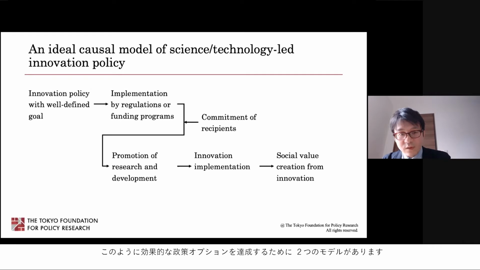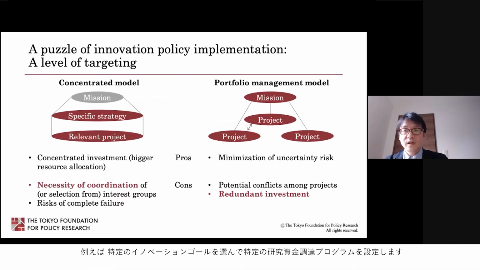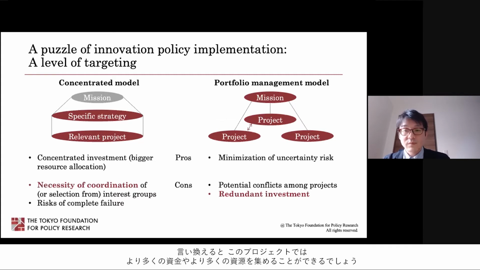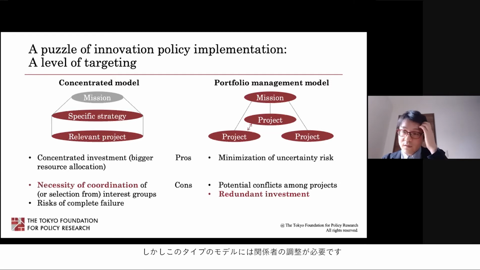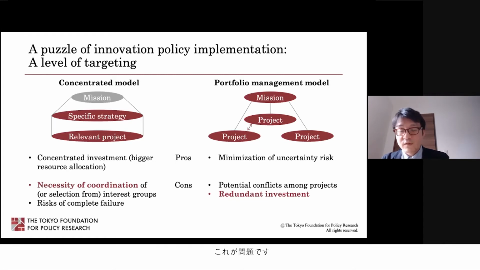To achieve these effective policy options, we have two models. One model I named the concentrated model, which means we have a very specific goal, a specific strategy and a relevant project. For example, we choose a specific innovation goal and we set up a specific research funding program. In this kind of model, obviously we can concentrate our investment. In other words, this project will have much more money or resources. But this type of model requires coordination: how to define a good project, how to formulate a good project. So this is the issue.